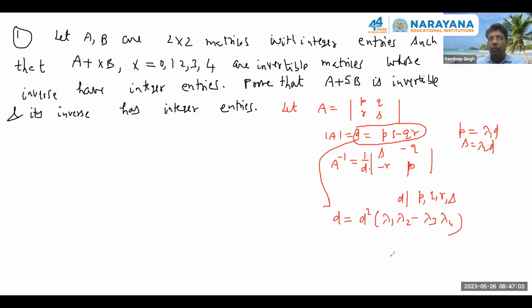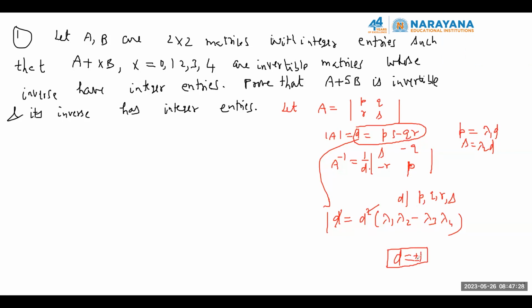So therefore, what is the only allowed value of D here? What is the only allowed value of D? Because ultimately, D should be an integer. So this should be only 1. Is that clear? Because if I cancel D, or minus 1, it must be a divisor of that. Is that clear? Yes, sir. Correct. So therefore, D could be either 1 or minus 1 for all of these matrices.